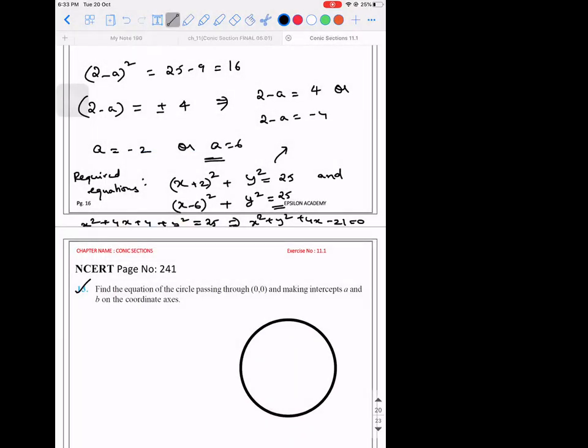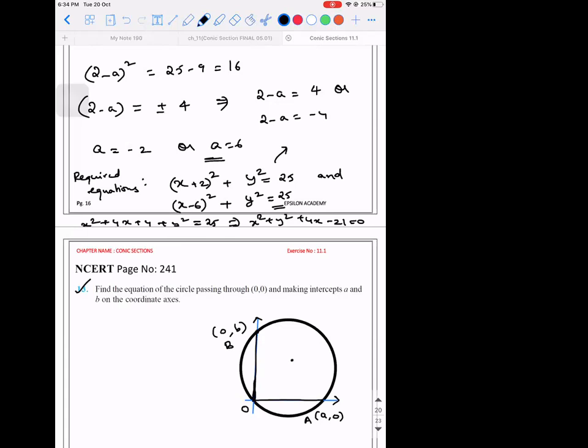Listen. Find the equation of circle that is passing through origin and making intercepts A and B on the coordinate axis. Okay. So it is passing through origin and it is making an intercept A. So this point will be A comma 0 and B on the coordinate axis, this will be 0 comma B. I hope you're able to understand the diagram. So this is O, A, and B.